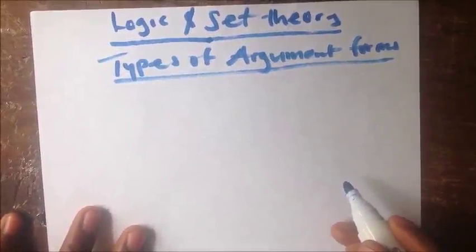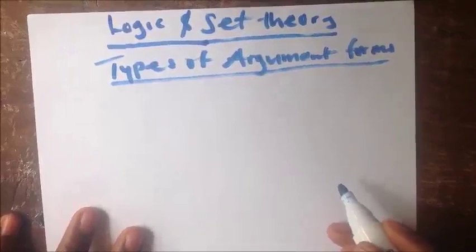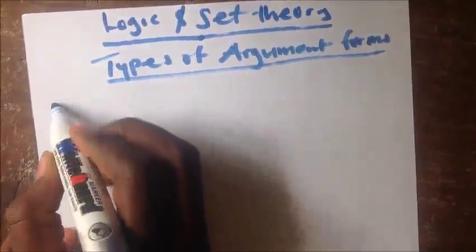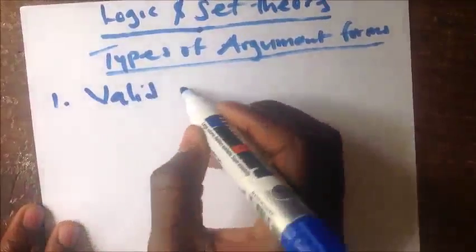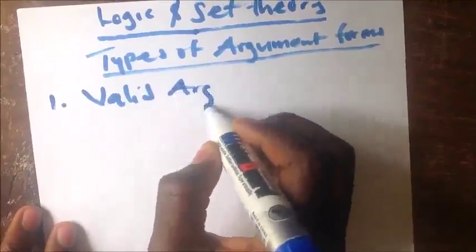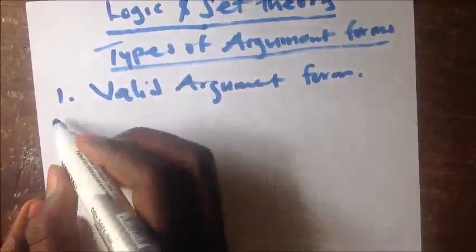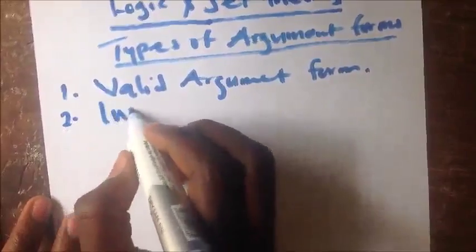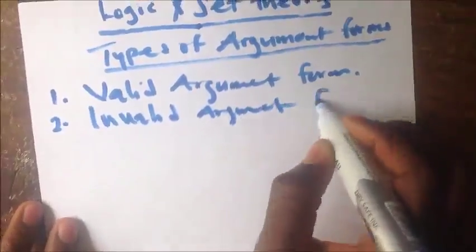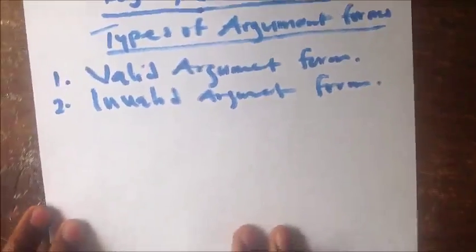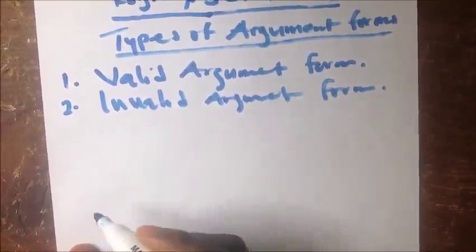We'll be discussing types of argument, as we have seen in our previous lesson. Now, when we say types of argument, we have two types: the valid argument form and the invalid argument form. So these are the two types of argument that we have.